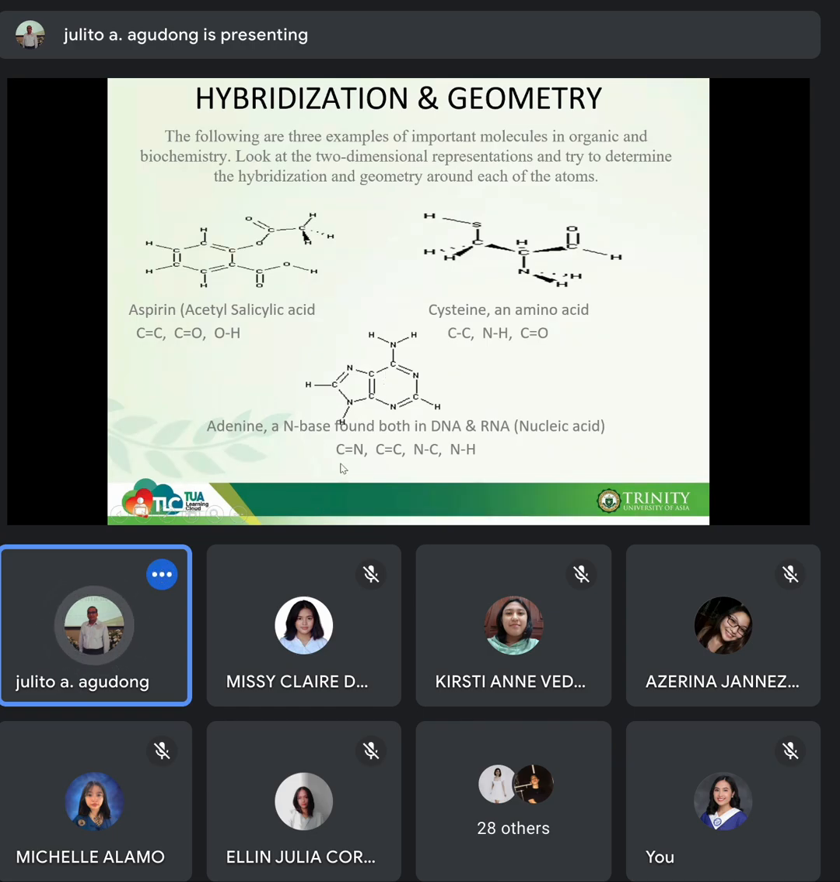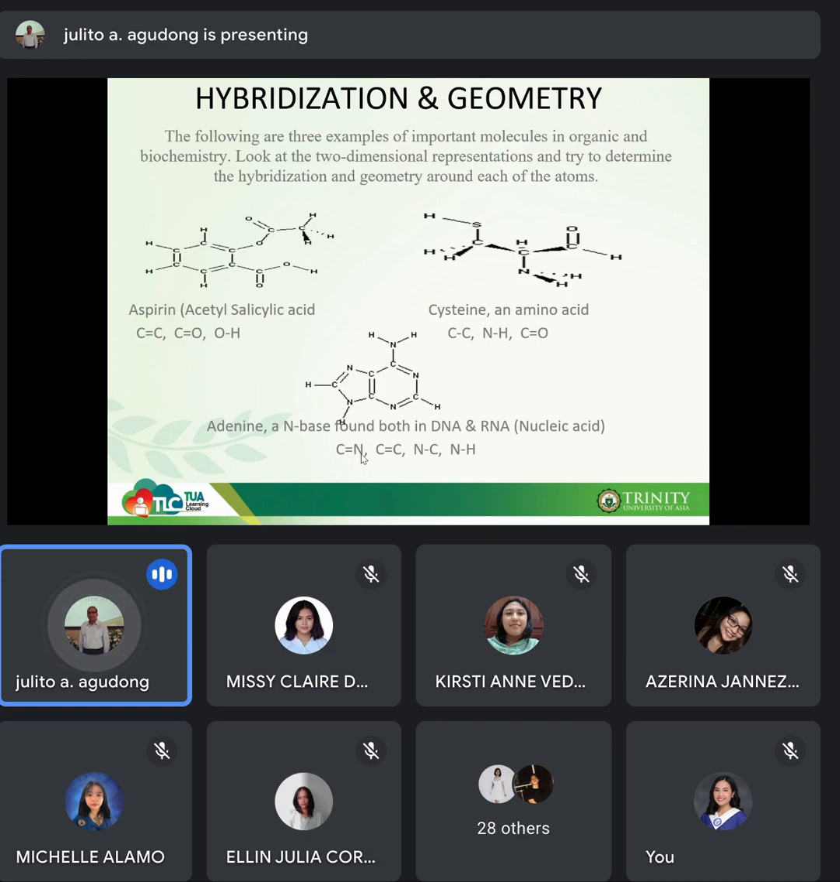First, this triple bond, class, C triple bond nitrogen. What would be the hybrid? sp, right? It would be sp, correct. What would now be the shape or geometry of the molecule that contains this C triple bond N? Diagonal po. Diagonal, very good. It would be diagonal.